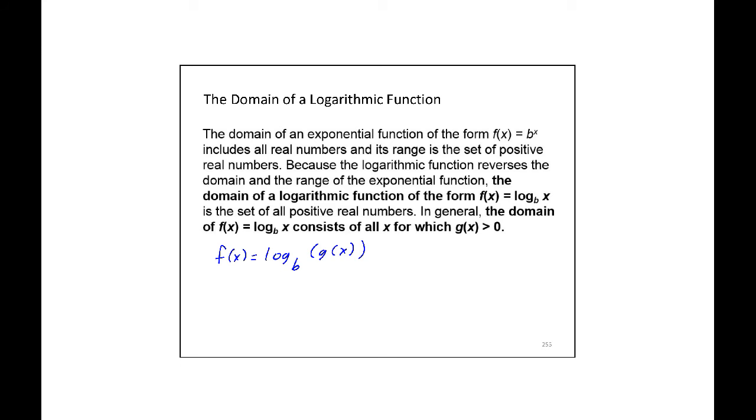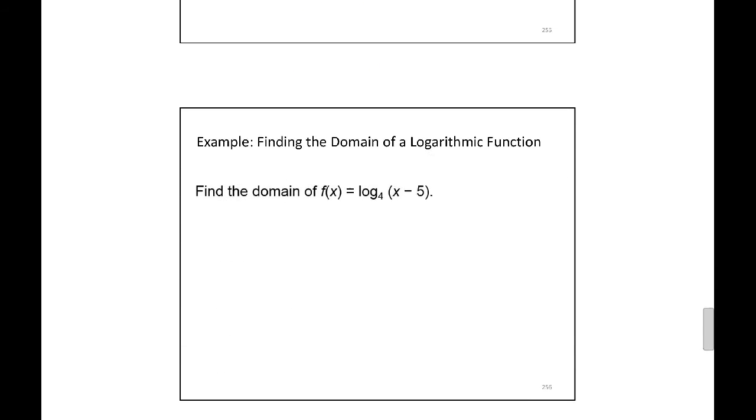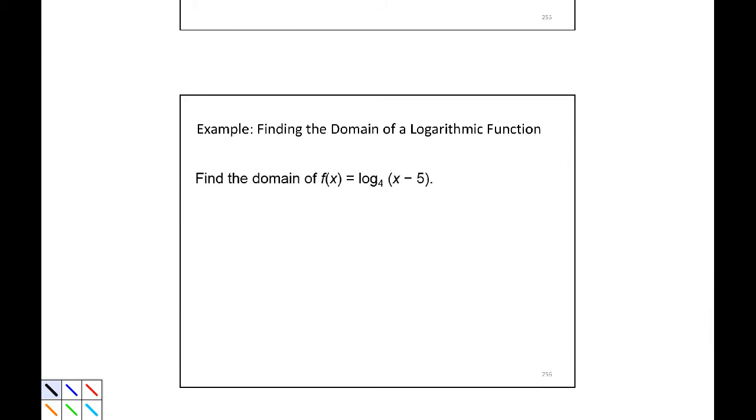So let's apply this to a function and find the domain of f of x equals log base 4 of the argument, the quantity x minus 5. This is why I wrote a g of x in there. I want to take whatever is my argument and guarantee that it is greater than 0. So I'm going to take x minus 5 is greater than 0. And solving this, adding 5 to both sides, I determine that x is greater than positive 5.